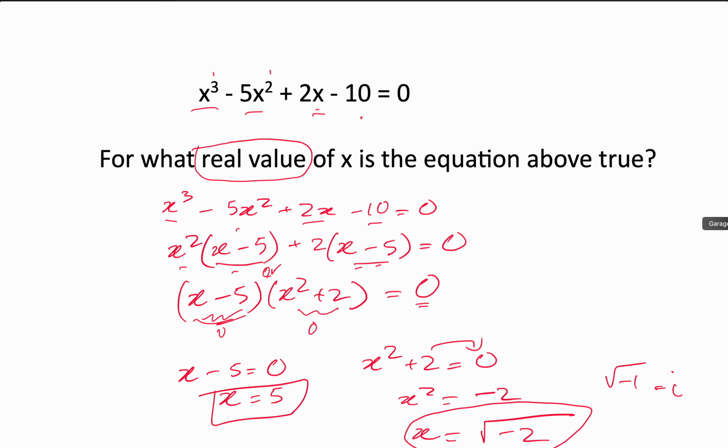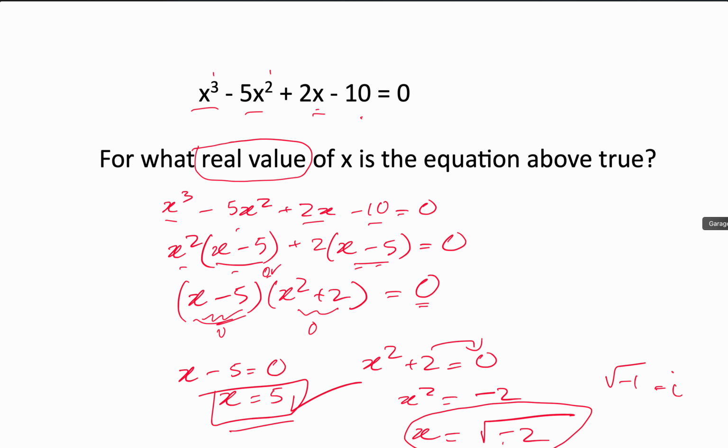So the problem is asking for a real value. It doesn't ask for an imaginary number. So this is imaginary, and this is the real value. So the answer to this problem is x equals 5, because this is imaginary. So that's how you solve these kinds of problems.